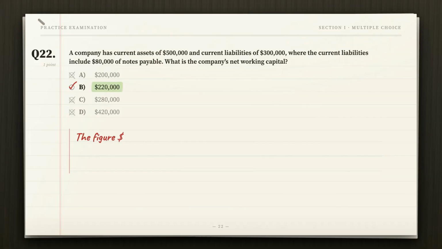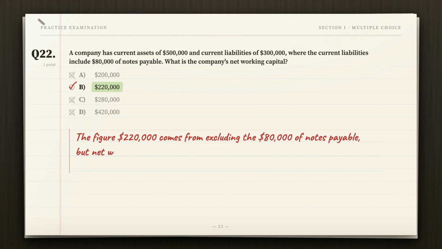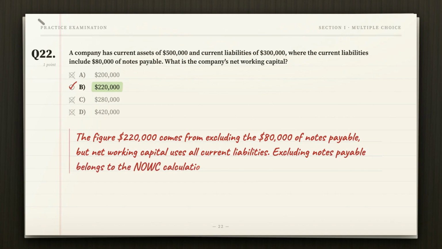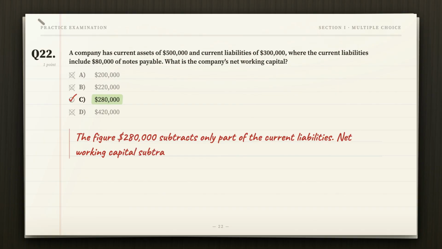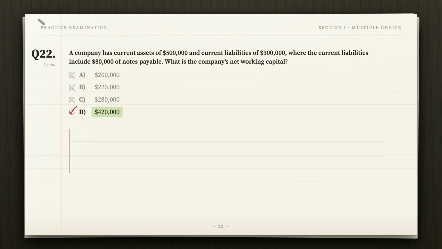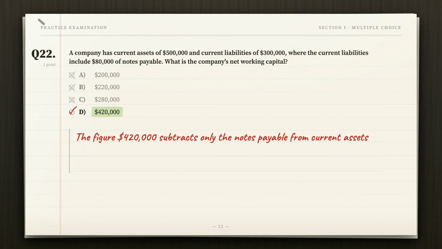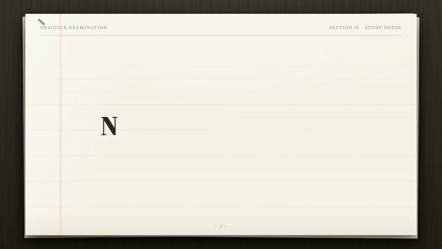B is wrong because the figure $220,000 comes from excluding the $80,000 of notes payable, but net working capital uses all current liabilities. Excluding notes payable belongs to the NOWC calculation, not net working capital. C is wrong because the figure $280,000 subtracts only part of the current liabilities. Net working capital subtracts the full $300,000. D is wrong because the figure $420,000 subtracts only the notes payable from current assets, which is not the definition. Net working capital removes all current liabilities.